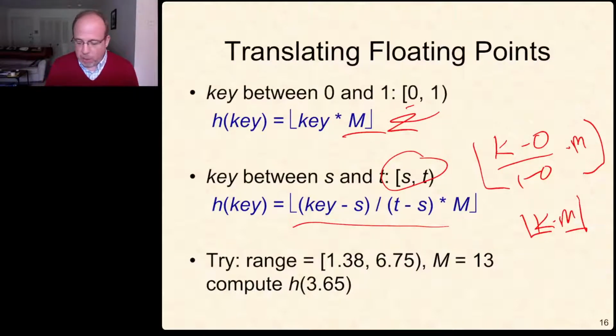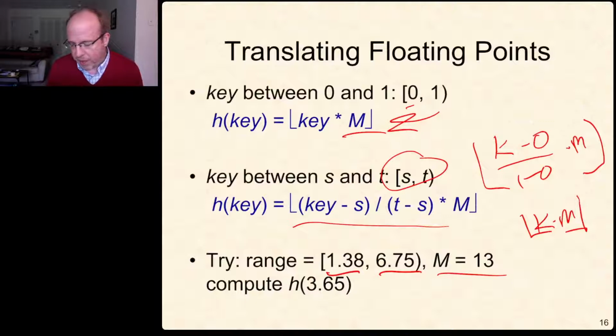As an example, we'll look at a range. Say we happen to know the measurements we're going to be taking on a sensor are going to fall between the values of 1.38 and 6.75. Maybe we want to create a histogram, and we want to know how many readings are in each equivalently sized chunk of that range. And we're going to look at 13 different buckets.